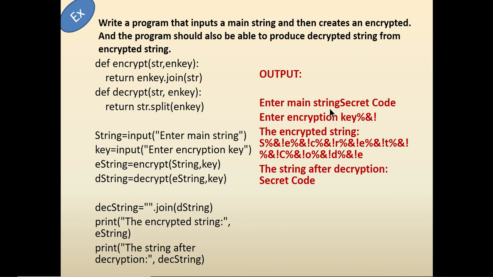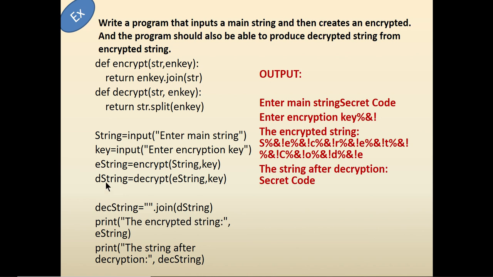So here is the output. Enter the main string, so I am giving it as secret code. Enter the encryption key, so I am giving some symbols. When you give that, these symbols will be added after each and every character, after S, after E, after C, every single character. So this is the value that will be returned by the function encrypt. I am passing the string, that is secret code, and the key, this particular sequence of characters, to the function. That will be joined after each character, and then it will give you this particular encrypted string.